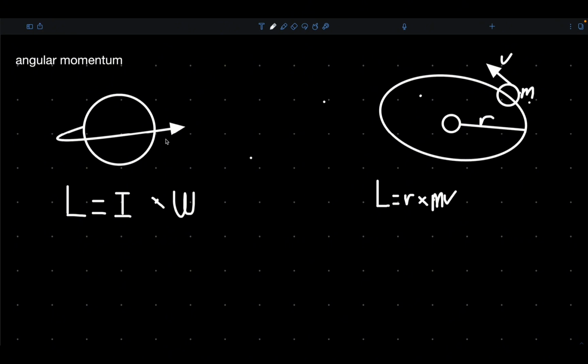First one is an extended object. An extended object is something that rotates on itself, on its axis. For example, a neutron star rotating on its axis. Then we have a point object. A point object is something orbiting around something. For example, Earth orbiting around our sun, like that.